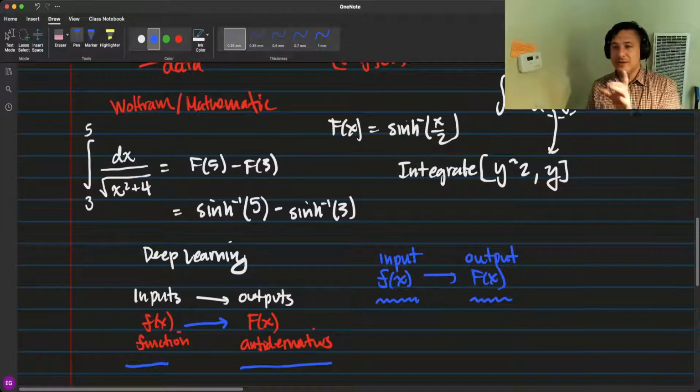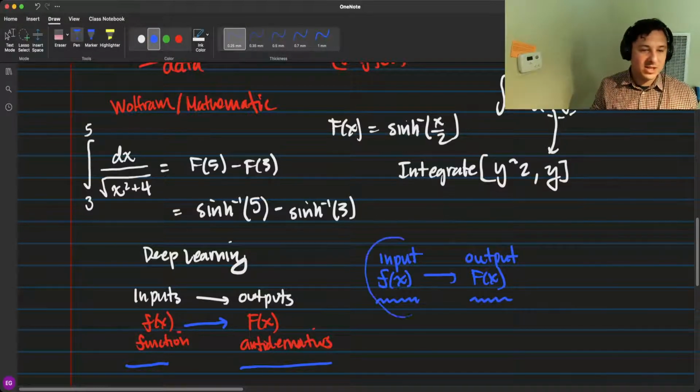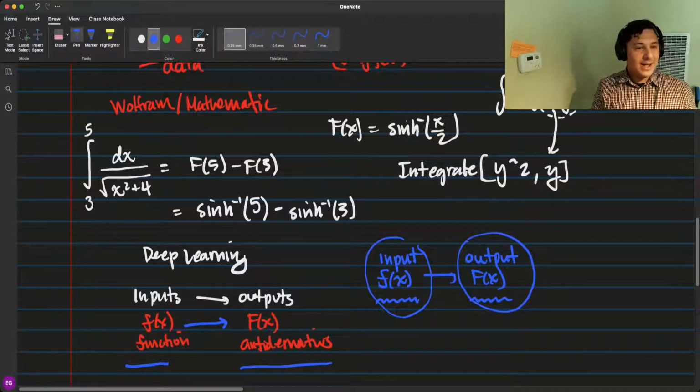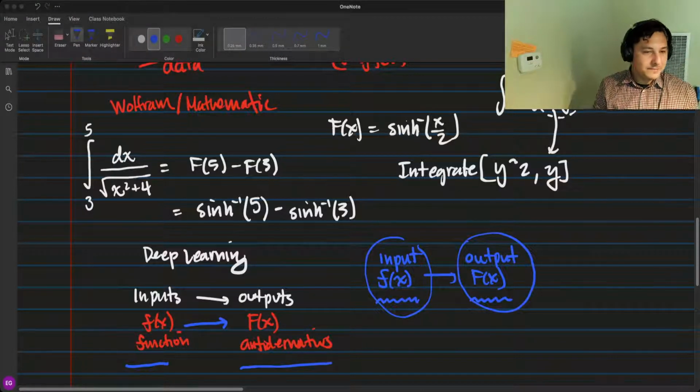What they did is they gave this computer a bunch of functions and their antiderivatives, and then they started giving it new functions, and they wanted to see if it would be able to solve and find the antiderivative. And the crazy thing is that this program that they wrote was actually basically just as good as Mathematica in finding the antiderivative. So let me share it with you.